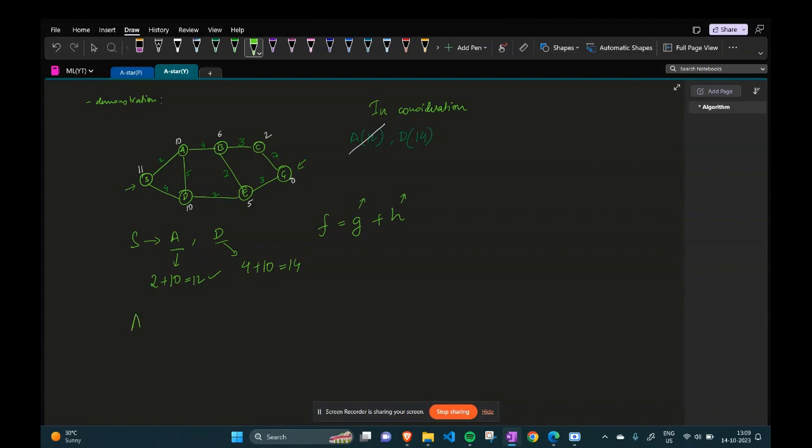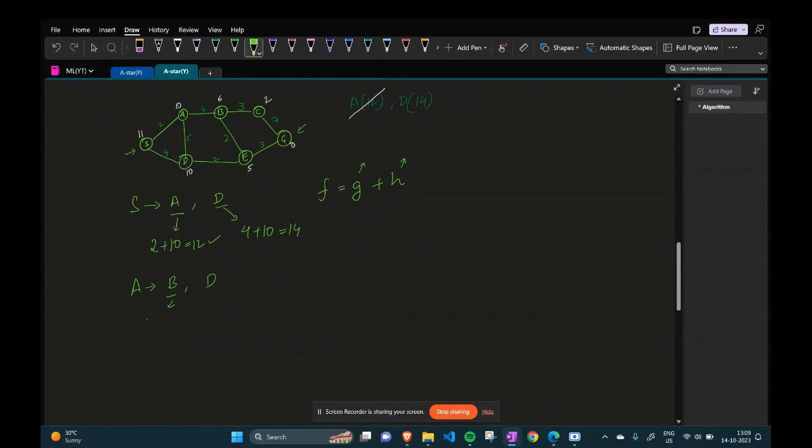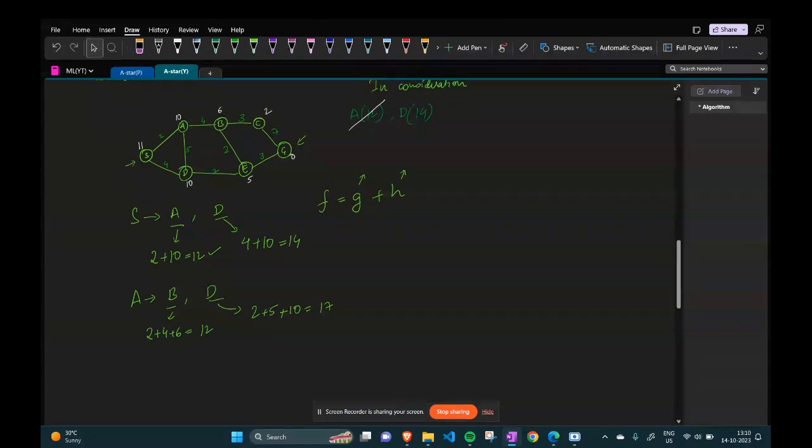Now from S we go to A, and now A's successors will be B and D. Similarly, if we compute the cost path of B, it will be 2 plus 4, and its heuristic is 6. Therefore, we get a value of 12. And D will be 2 plus 5, because we're going from S to A to D, and our heuristic is again 10. So we have a value of 17. Now we update our in consideration table, and we get B with a value of 12, and we get D again with a value of 17.